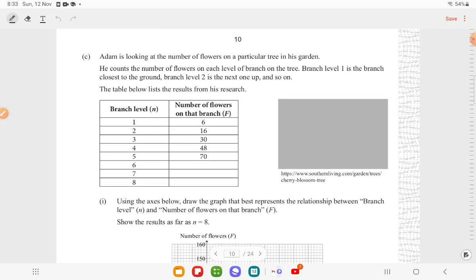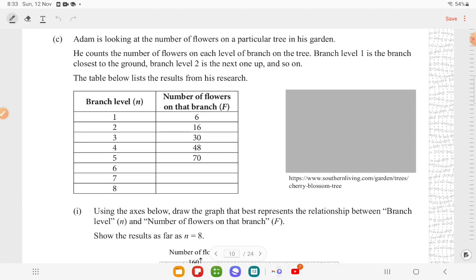Adam is looking at the number of flowers on a particular tree in his garden. He counts the number of flowers on each level of branch on the tree. Branch level 1 is the branch closest to the ground. Branch level 2 is the next one up, and so on. The table below lists the result of his research.